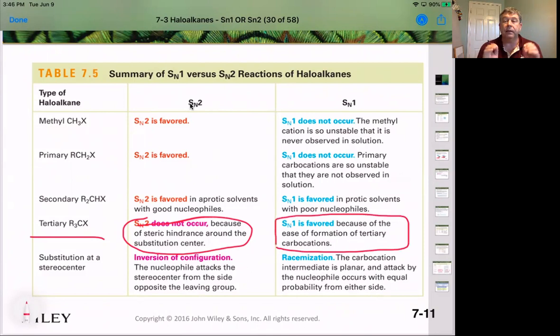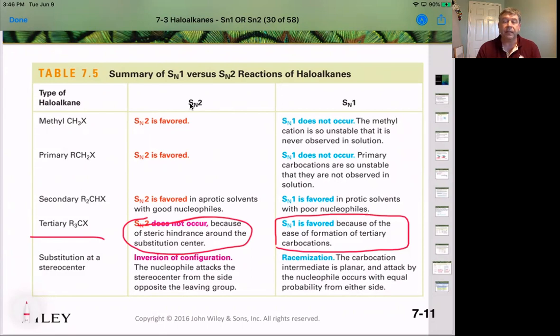Now, the thing that we have to pay attention to is the secondary alkyl halides. If we're doing a reaction with a secondary alkyl halide, and we have a non-protic solvent or an aprotic solvent and a good nucleophile, the SN2 reaction is favored because a good nucleophile will come in and attack that system. If we are in a protic solvent that can support a carbocation and we have a poor nucleophile, we are going to wait around for it to form the carbocation, and therefore an SN1 reaction is favored.